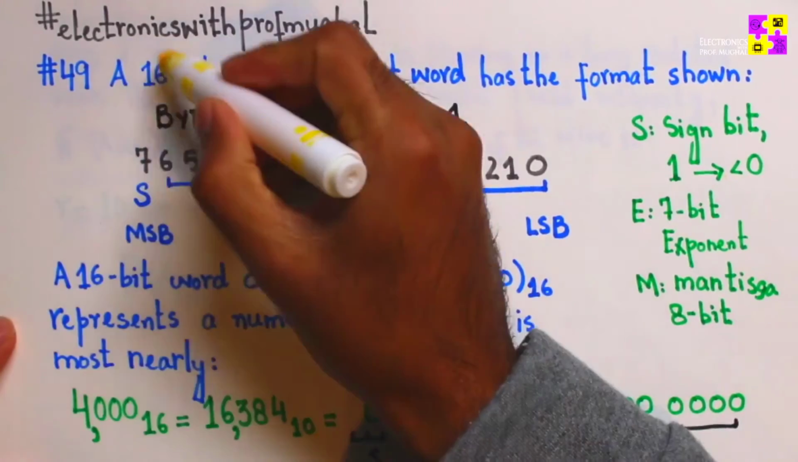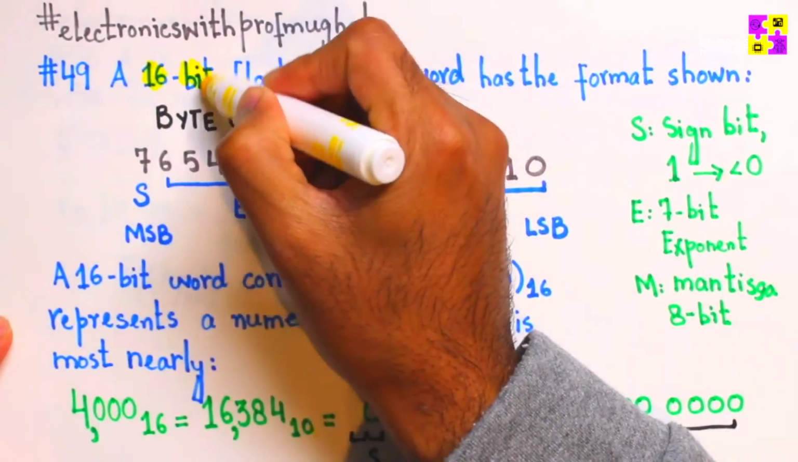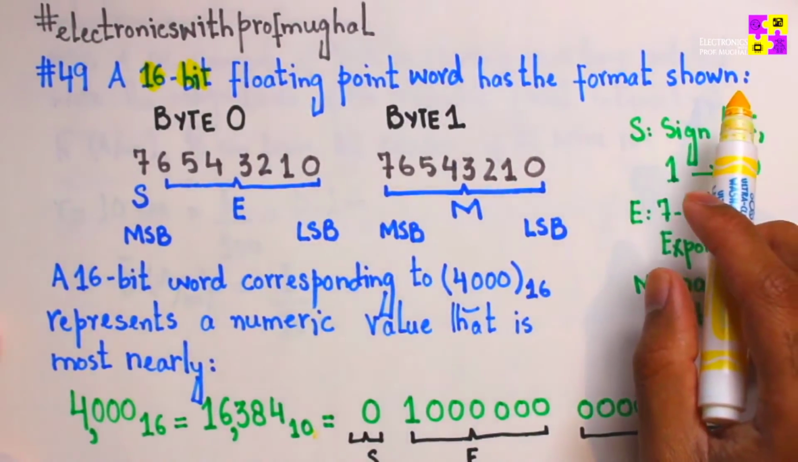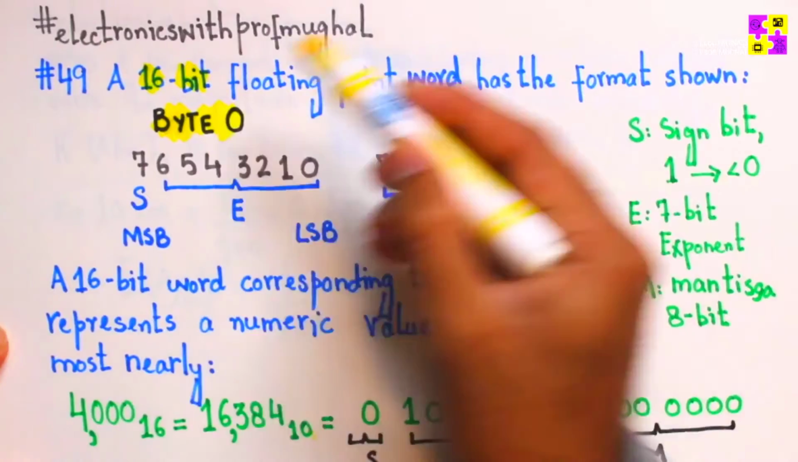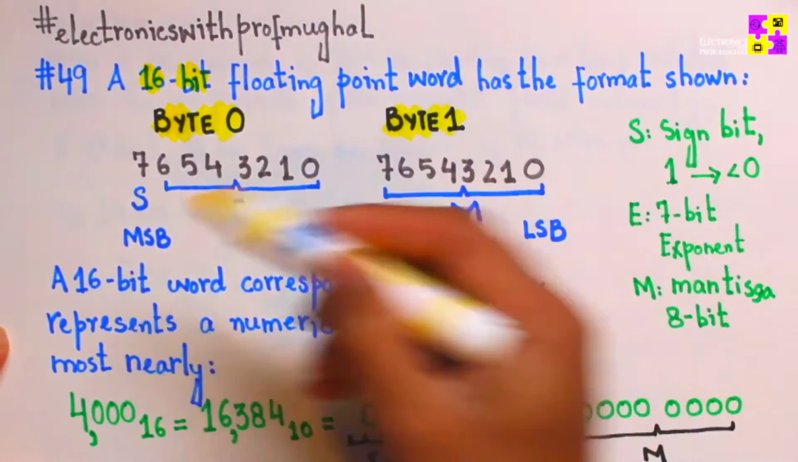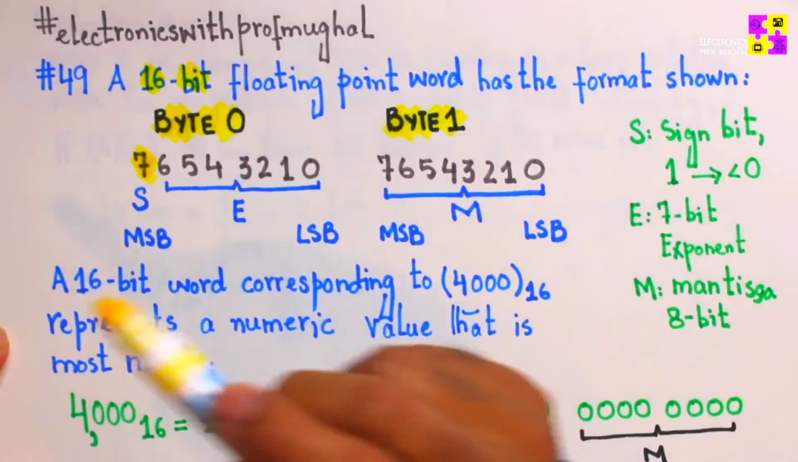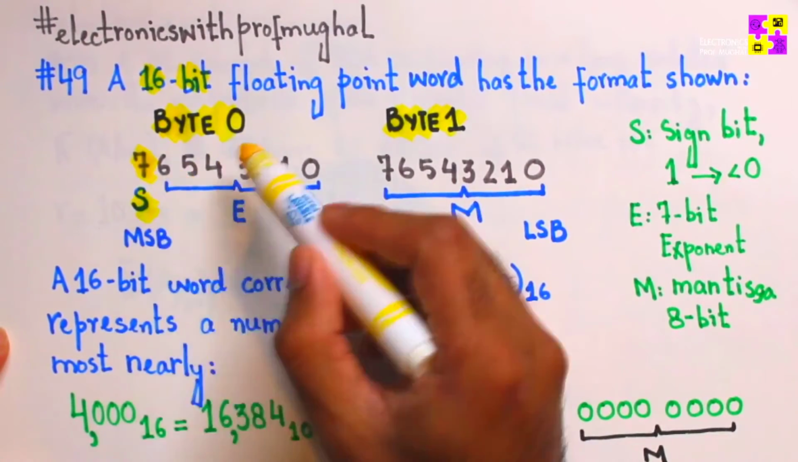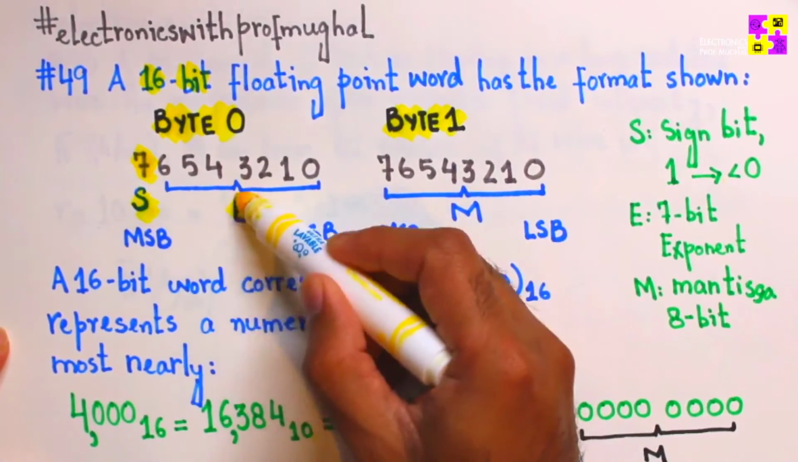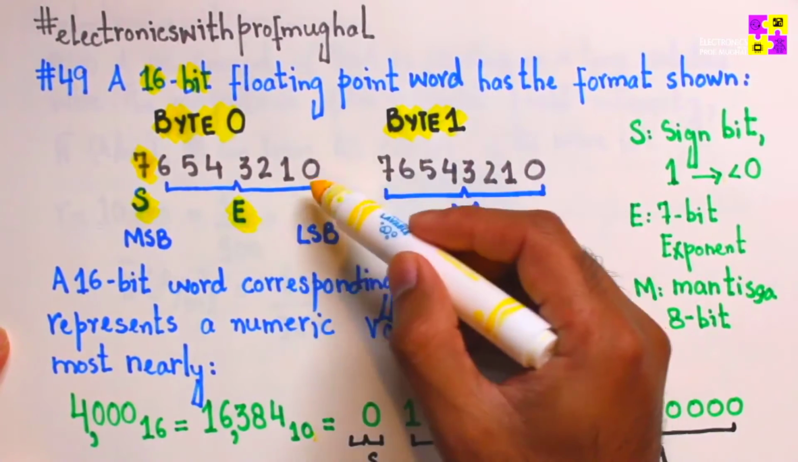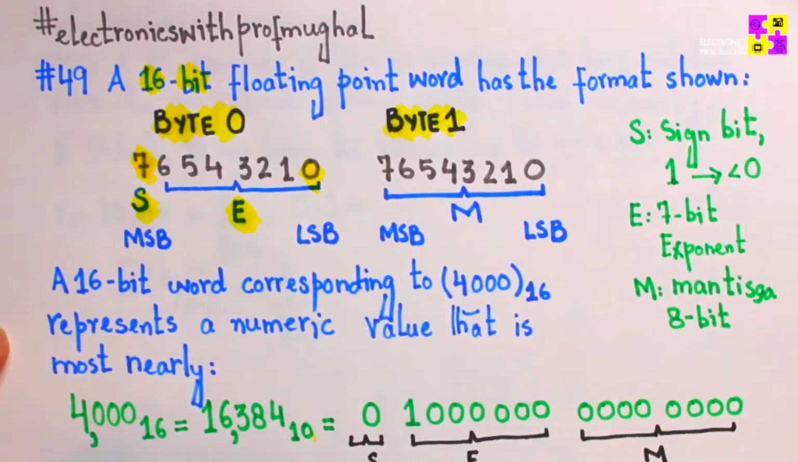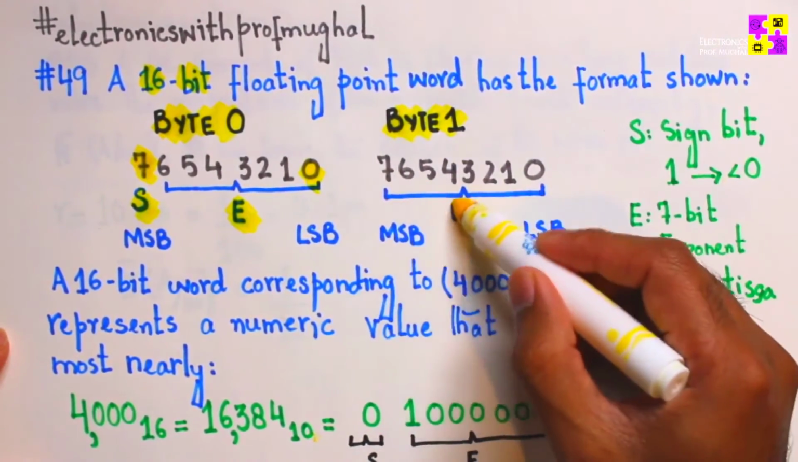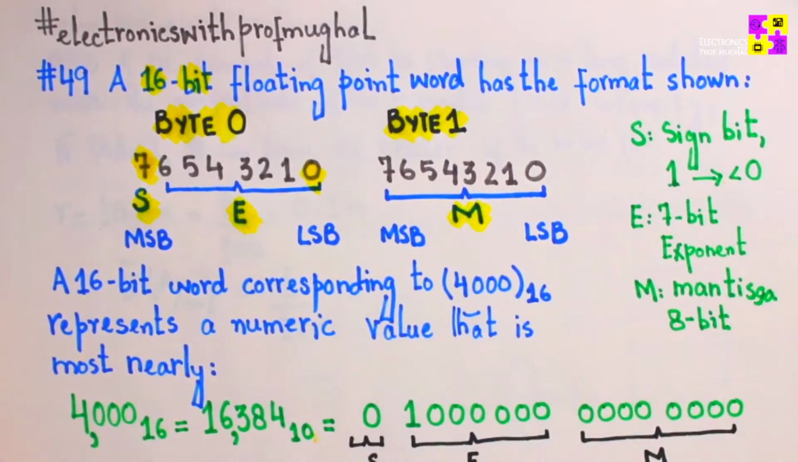A 16-bit floating point word has the format shown. Technically we have 2 bytes, byte 0 and byte 1. The most significant bit of byte 0 is the sign bit, and the rest of the 7 bits are the exponent, where this is the least significant bit. Byte 1 is also 8 bits, and it is the mantissa.